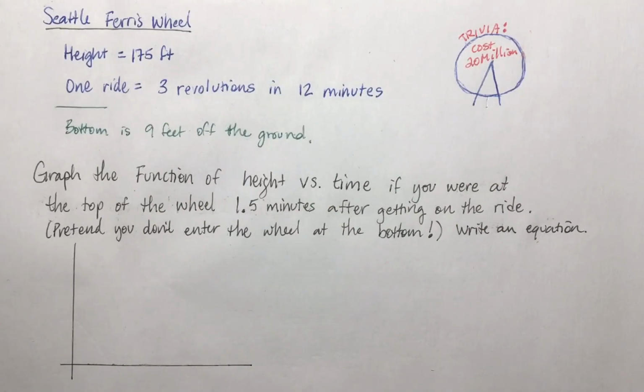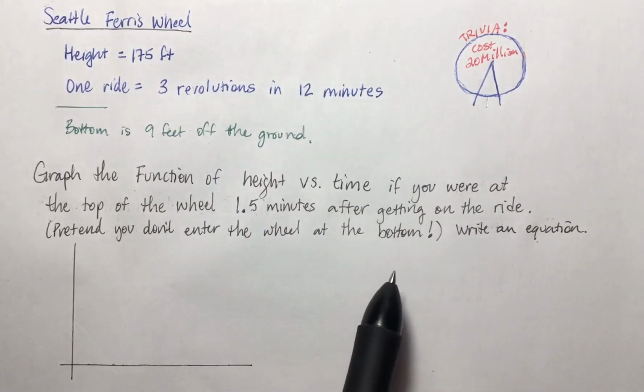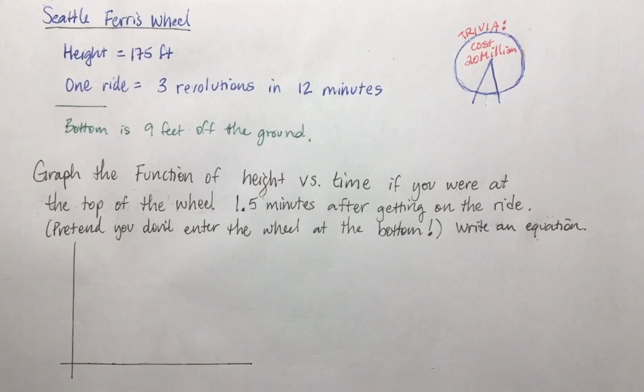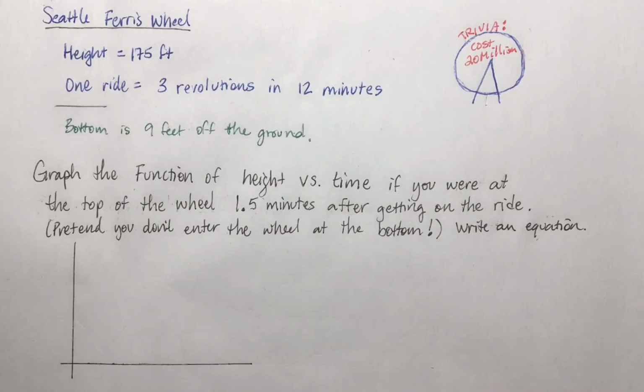So we're going to graph the function of height versus time if you were at the top of the wheel 1.5 minutes after getting on the ride. I know that doesn't actually jive with the real situation, but I didn't want to have the top or bottom or middle to be on the y-axis. So fake it. We're going to graph it and write an equation. Some people write the equation first and then graph it. I graph it first because that's just the way my mind works.